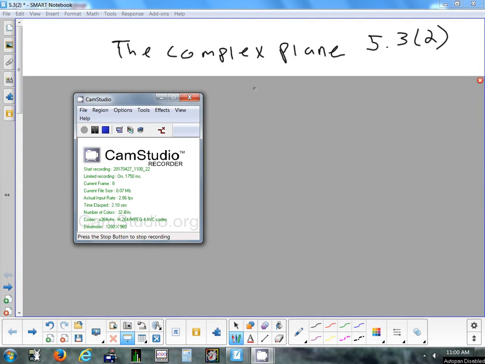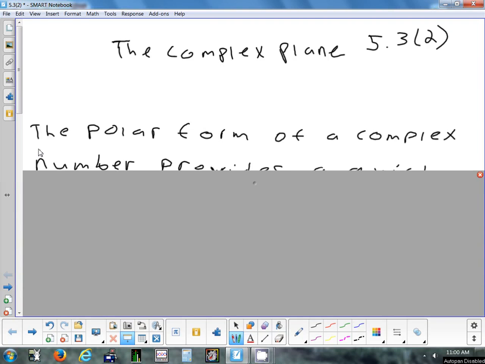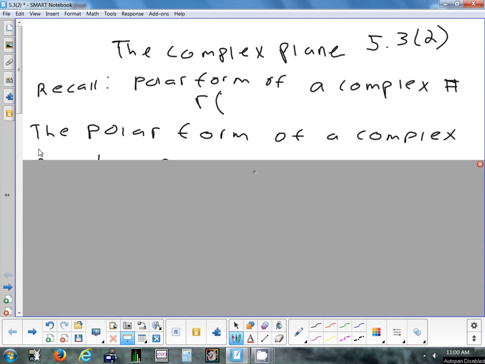All right, so last section we'll look at is 5.3. Okay, and we ended yesterday with the polar form of a complex number. Okay, just let's put that up. Does anybody remember what the polar form of a complex number is? How do you write it? Jamal? Yep.